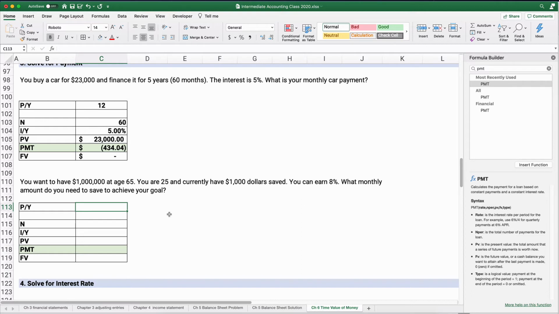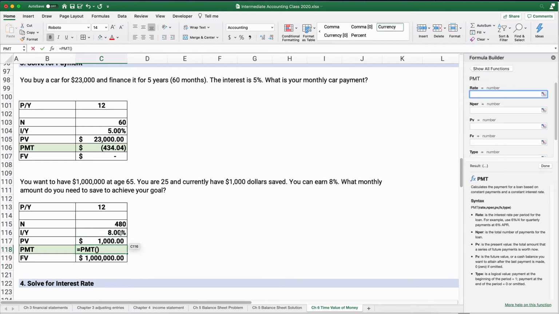All right, periods per year is 12. The number of periods is going to be 40 times 12, so 480 payments. Our interest rate per year we think is going to be 8%. Our present value is 1,000, and we want it to grow to 1 million. We need to figure out some kind of payment to make that account grow to 1 million. So this is a payment calculation.